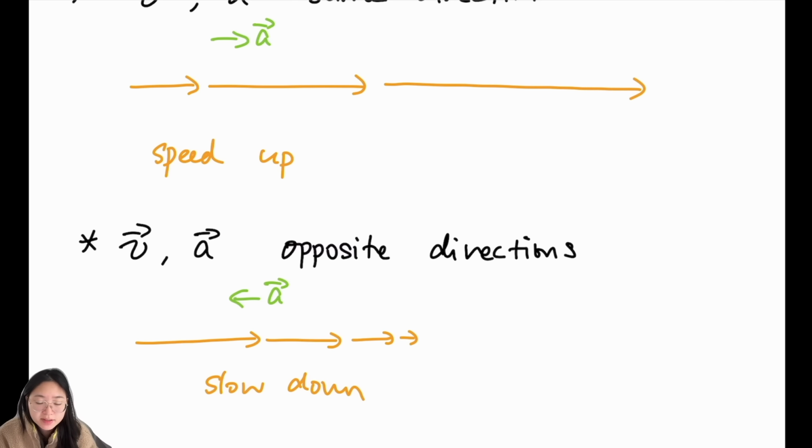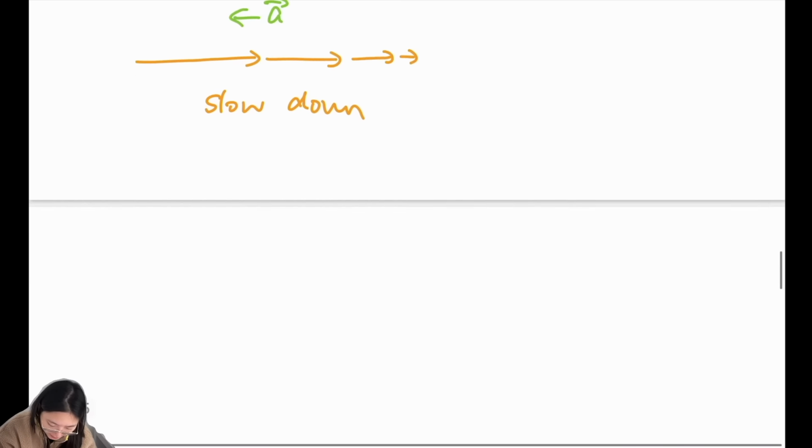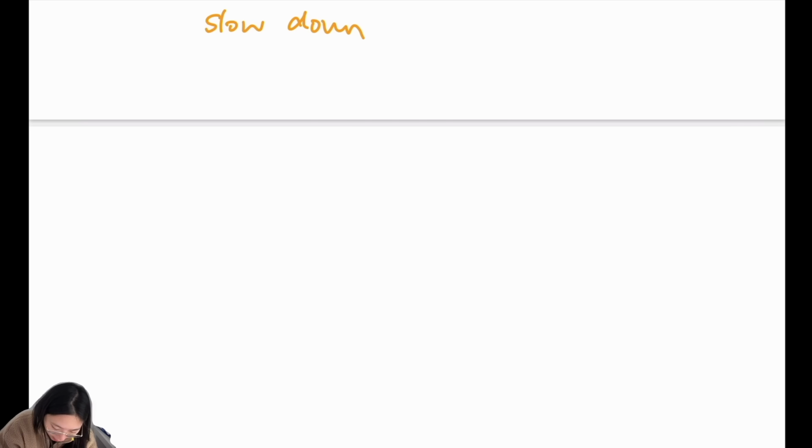And also remember that speeding up and slowing down is not the same term. It's not an alternative to accelerating or decelerating. So speeding up and slowing down refers to the speed only, or the magnitude of the velocity, while accelerating and decelerating means the velocity is increasing or decreasing. Okay, so for example, an object might be speeding up while it is actually decelerating.